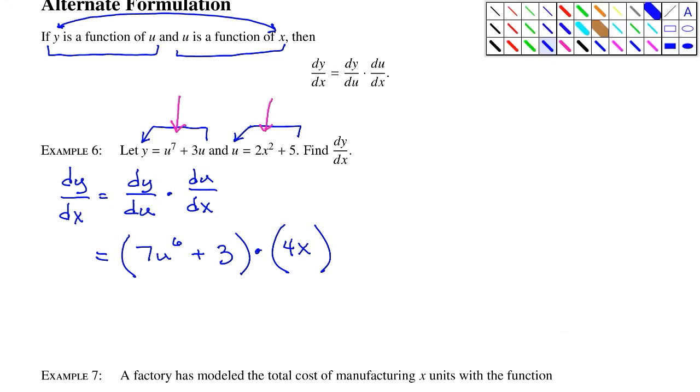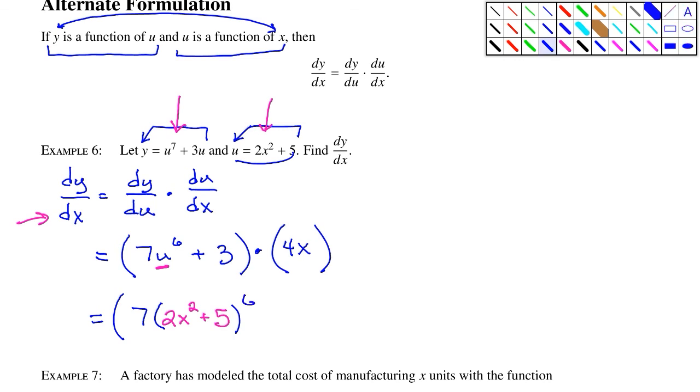And that looks great, except one slight thing. We're looking for dy/dx, which indicates I need only x's in my solution, and I still have y's. But luckily, I know exactly what y is. y is equal to 2x squared plus 5. So I'm going to substitute that value for my u. So my u right here is going to be substituted out with 2x squared plus 5.